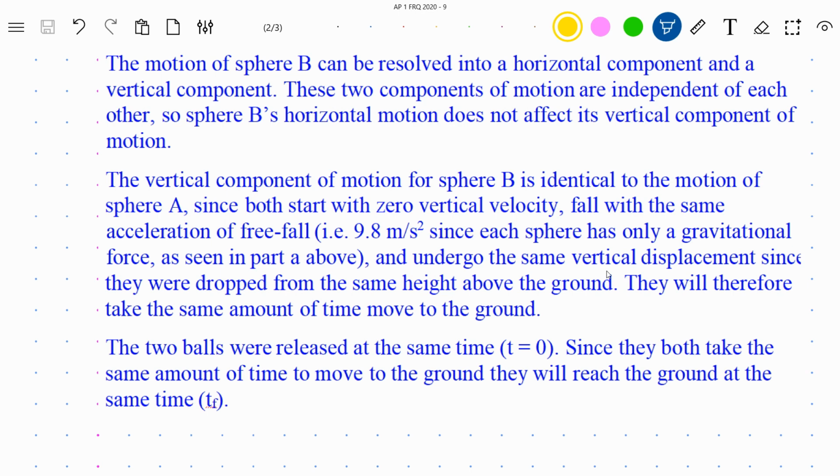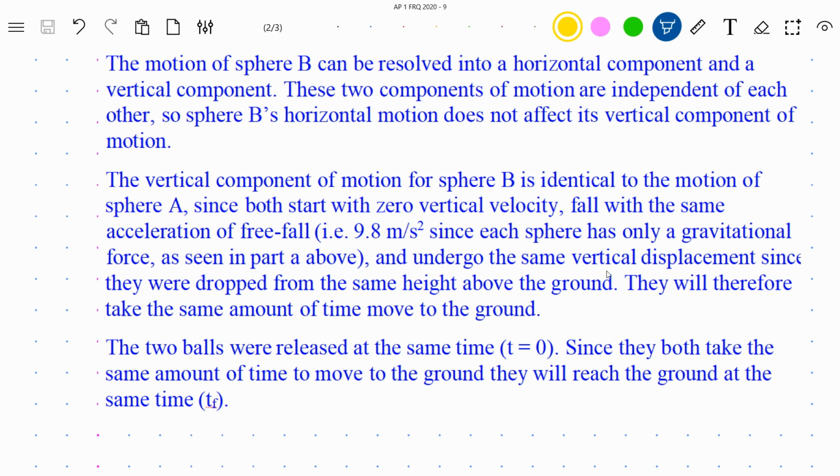The vertical component of motion for sphere B is identical to the motion of sphere A, since both start with zero vertical velocity, fall with the same acceleration of free fall, i.e. 9.8 meters per second squared, since each sphere has only a gravitational force, as seen in part A above, and undergo the same vertical displacement since they were dropped from the same height above the ground. They will therefore take the same amount of time to move to the ground.